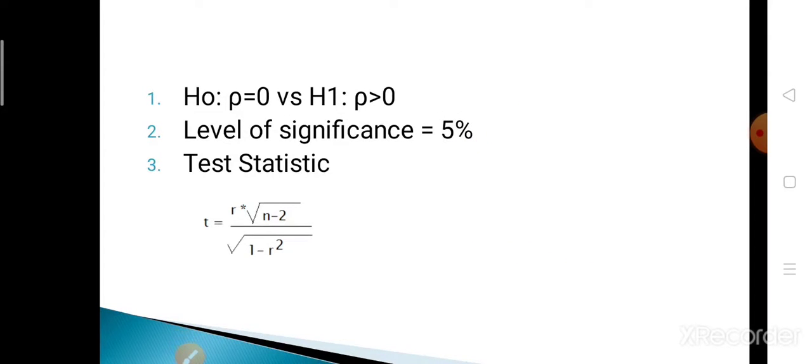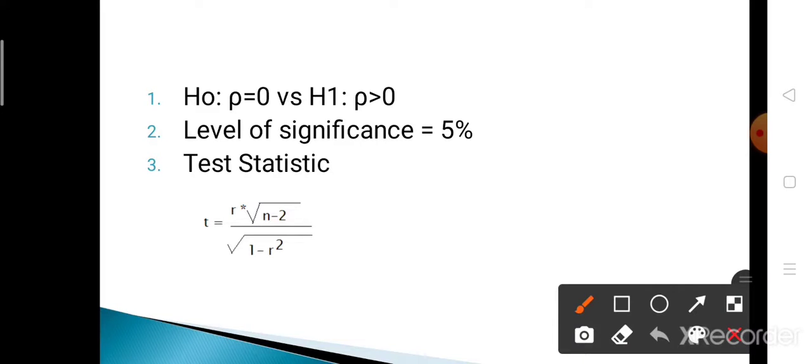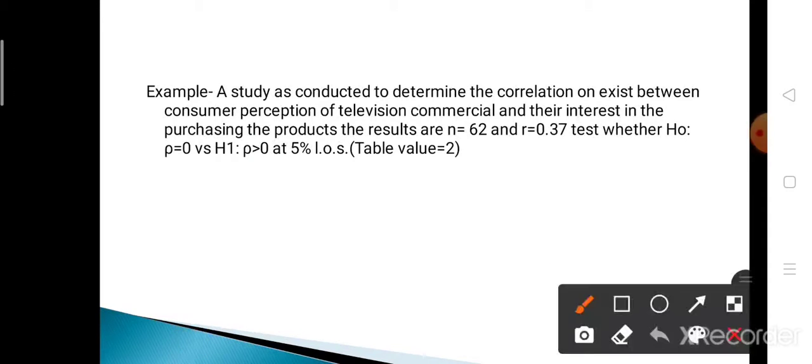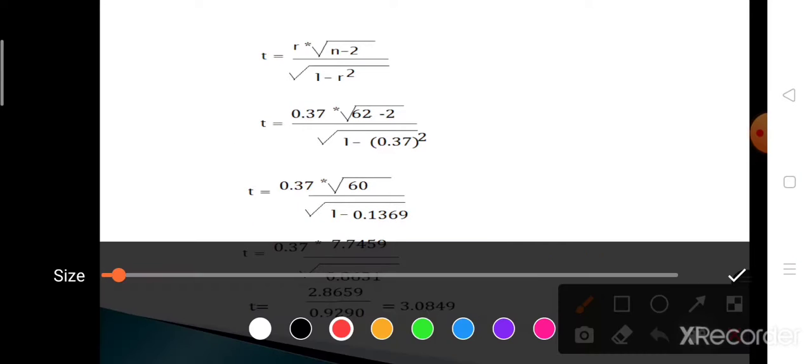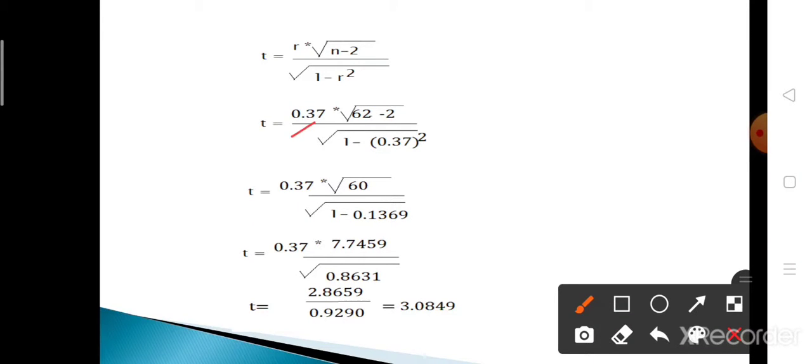Now the third step is the test statistic and its calculation. So what is the formula? t is equal to r times square root of n minus 2, whole divided by square root of 1 minus r square. Here the value of r given in the example is 0.37 and n is equal to 62. Just plug the values in the formula.